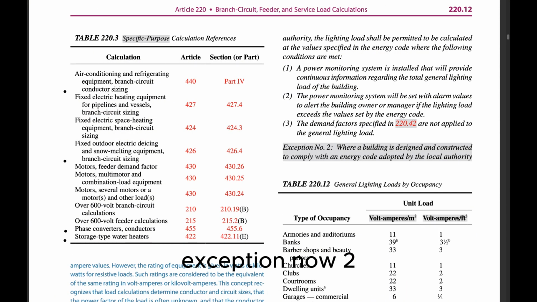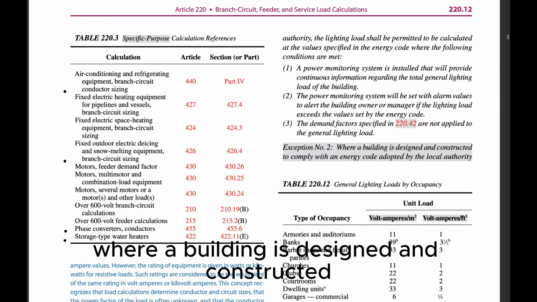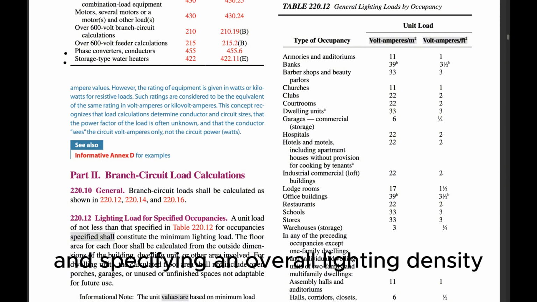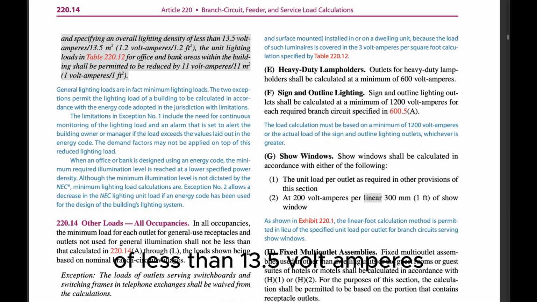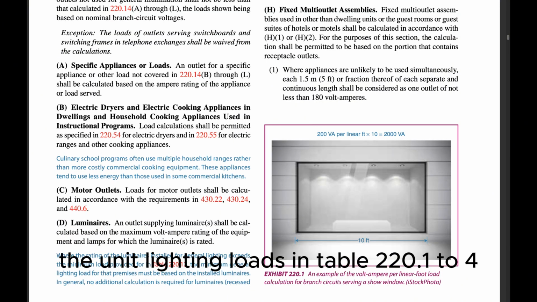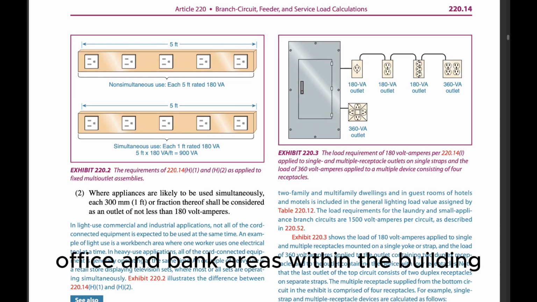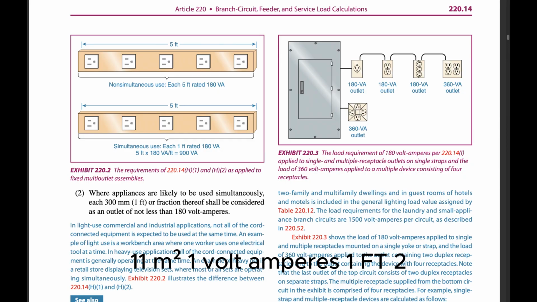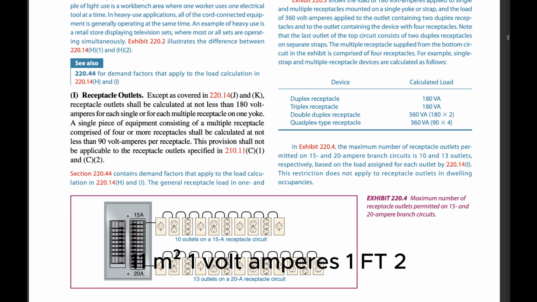Exception No. 2: Where a building is designed and constructed to comply with an energy code adopted by the local authority and specifying an overall lighting density of less than 13.5 volt-amperes per square meter (1.2 volt-amperes per square foot), the unit lighting loads in Table 220.12 for office and bank areas within the building shall be permitted to be reduced by 11 volt-amperes per square meter (1 volt-ampere per square foot).